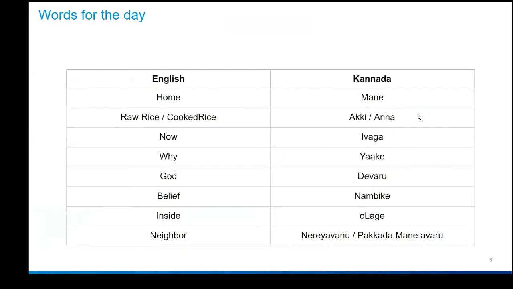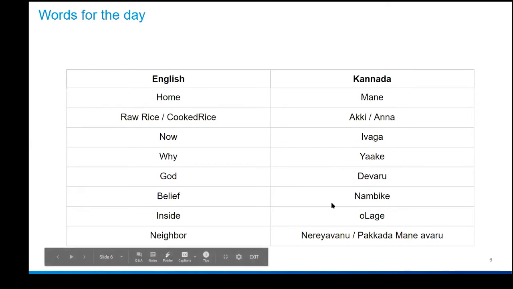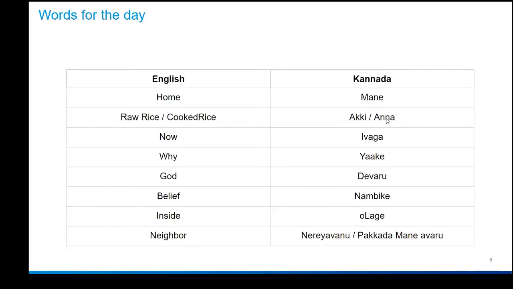Okay. So raw rice is called akki and cooked rice is called anna. So there's a difference. If you go to a shop to buy rice, you're not going to ask for anna. But if you're in a restaurant and you want more rice, you have to ask for anna. You get the difference? In one I'm asking for raw rice, in the other I'm asking for cooked rice.